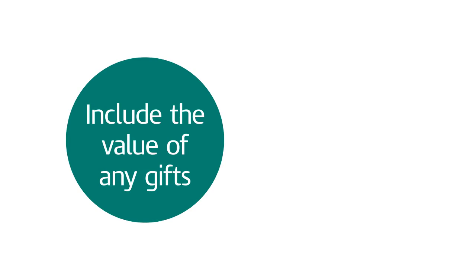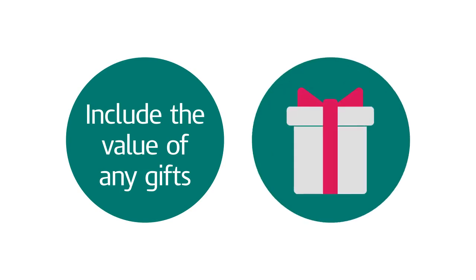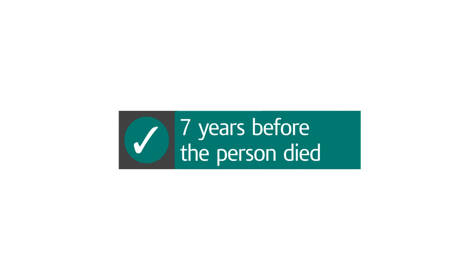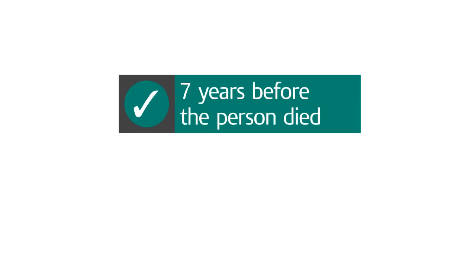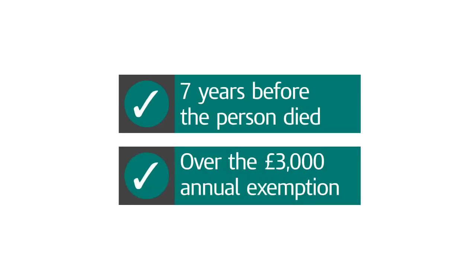The gross value should also include the value of any gifts made by the person who died. Gifts only count towards the value of an estate if they were made in the 7 years before the person died and the total was over the £3,000 annual exemption. You can read more about gifts on gov.uk.